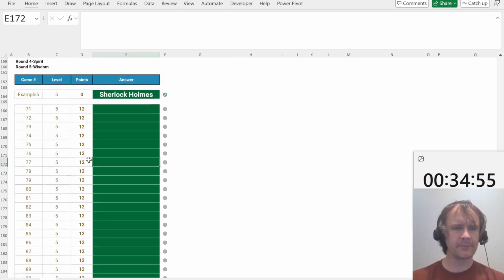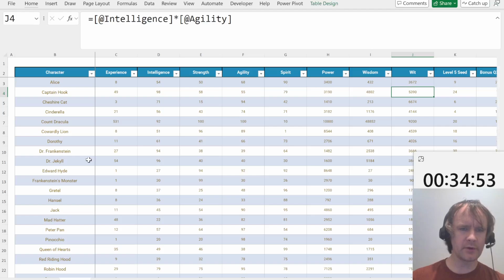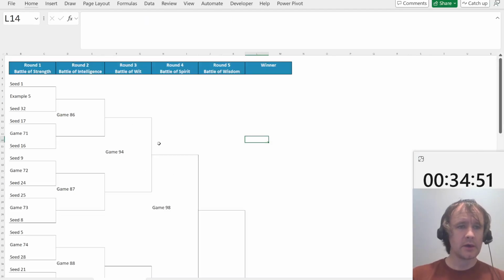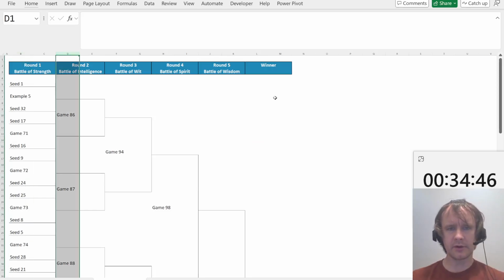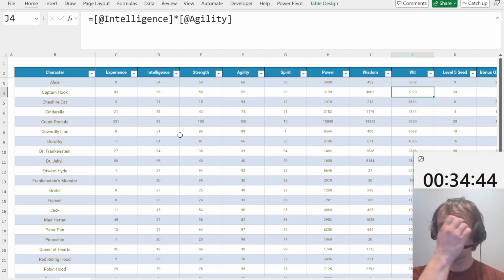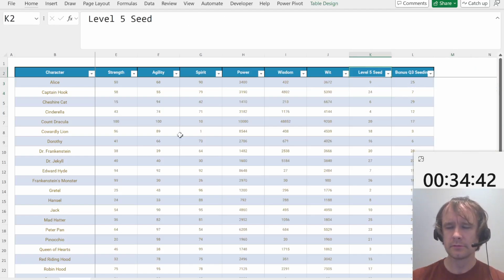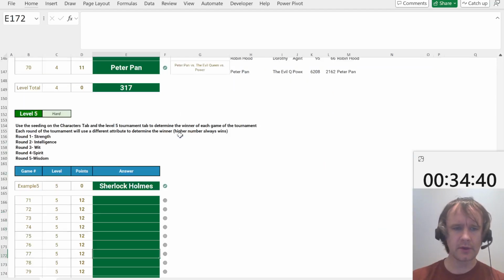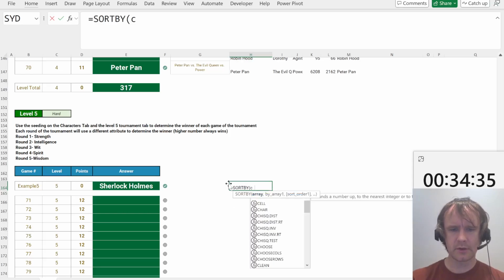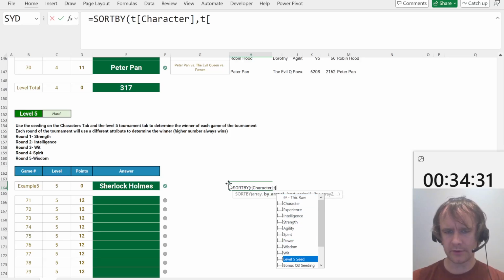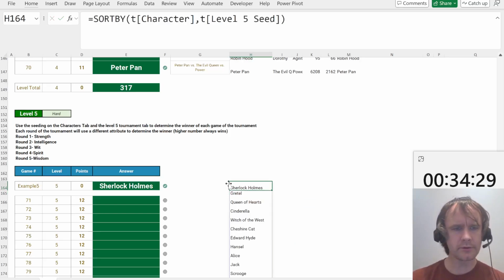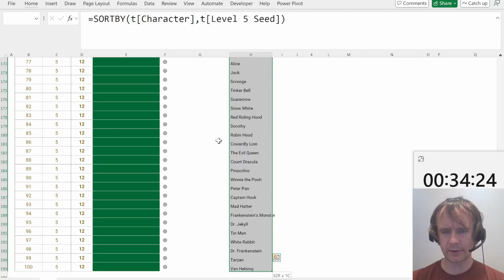Okay, so for level 5, we have to run through this tournament. First round is a battle of strength, then intelligence, then wit, then spirit, then wisdom. And here is the seeding. So we're going to start off by sorting by T characters, by T level 5 seed. The first match is between Sherlock Holmes and Gretel, and Sherlock Holmes wins, with a total of 32 characters.